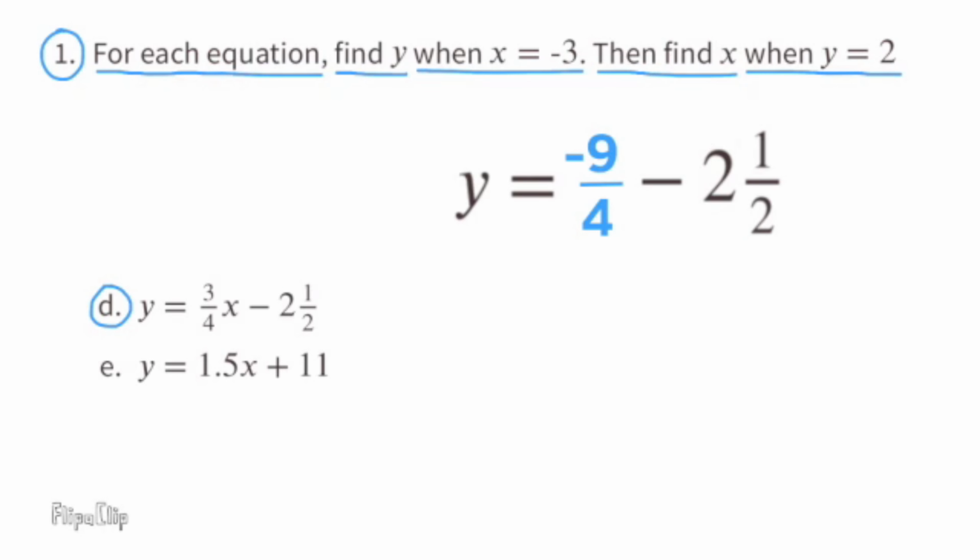The mixed number 2.5 is the same as 5/2, and 5/2 is equal to 10/4. So y equals negative 9/4 minus 10/4. Negative 9/4 minus 10/4 equals negative 19/4. So y equals negative 19/4 when x equals negative 3.